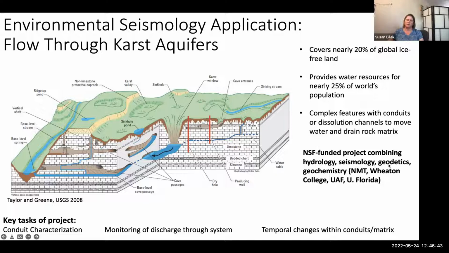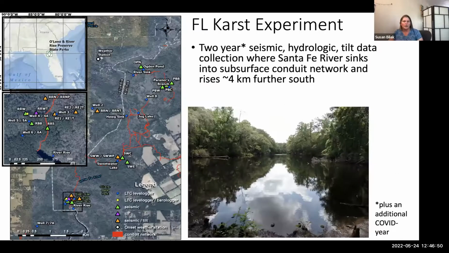This is work in collaboration with Wheaton College, University of Alaska Fairbanks, and the University of Florida. This experiment is in northern Florida, within the Olustee and River Rise Preserve State Parks. It's a location where we have pretty good maps of the conduit system, where the mapped conduits are shown here in red. This is an area where the Santa Fe River comes in, sinks down into a sinkhole here at River Sink, travels within the subsurface conduit system, and then comes back out about 4 kilometers to the south to then travel again on the surface.